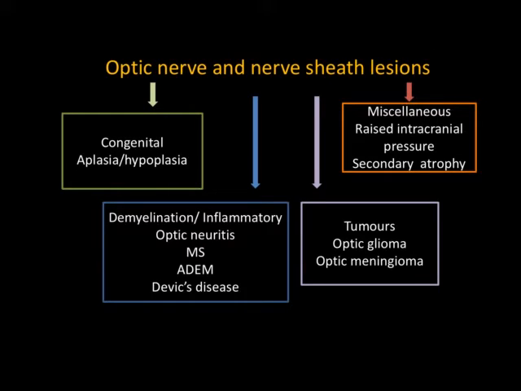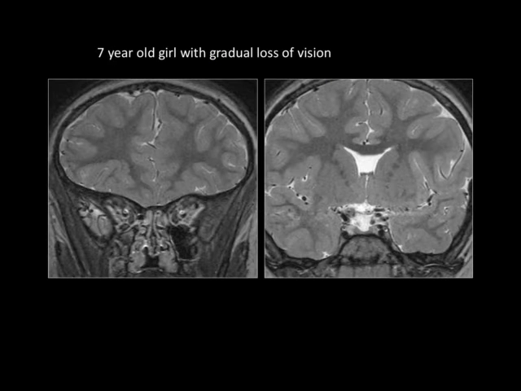Coming to the second compartment, optic nerve and optic nerve sheath lesions. I'll directly go to the cases. A 7-year-old girl with gradual loss of vision. Coronal T2-weighted images are provided.